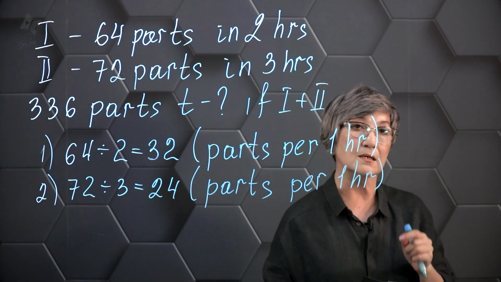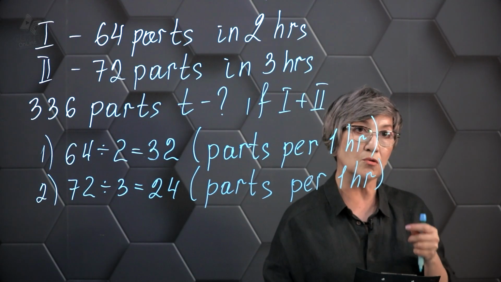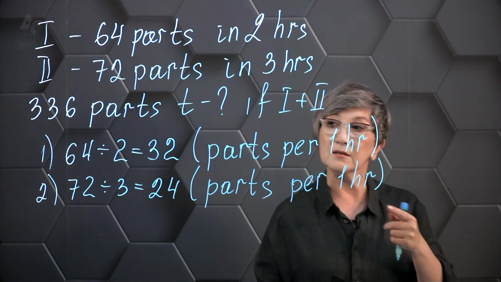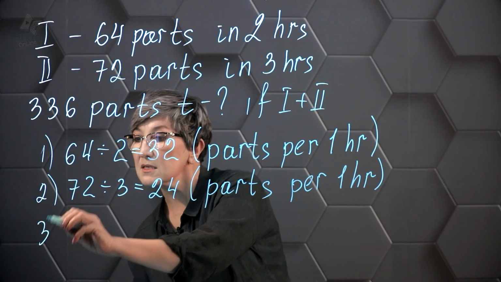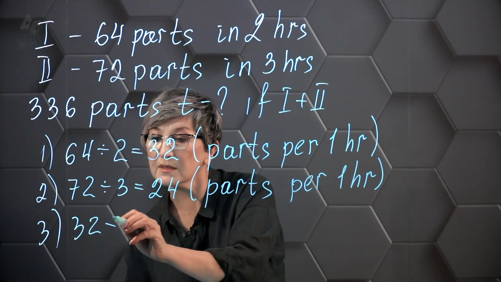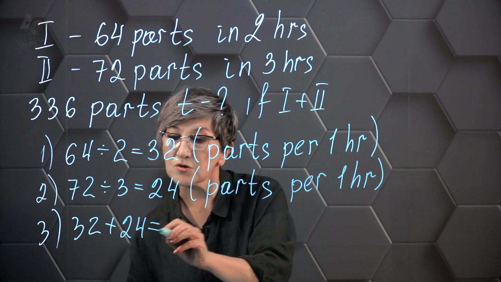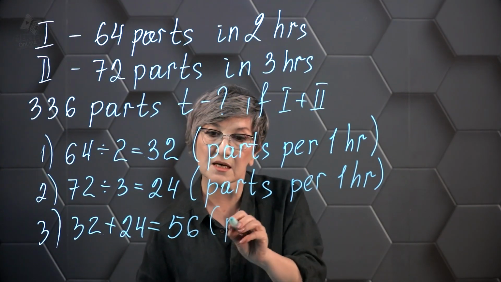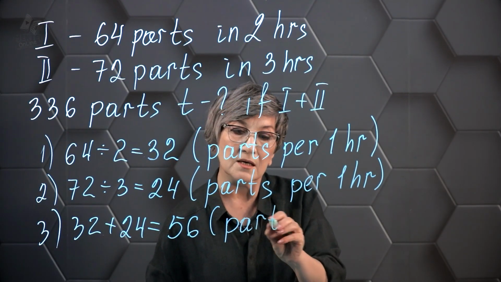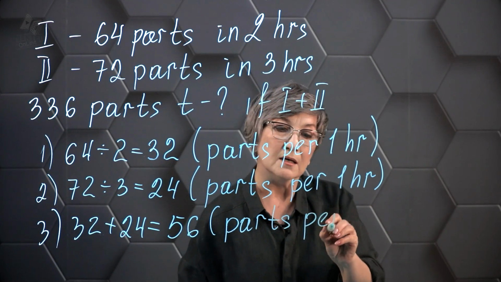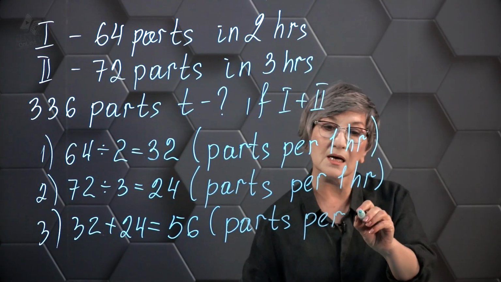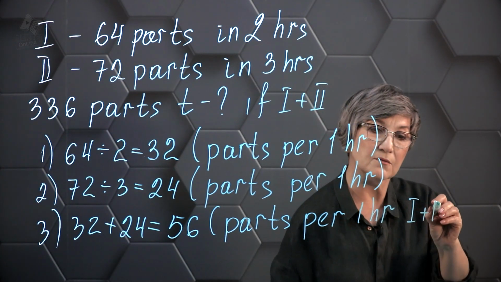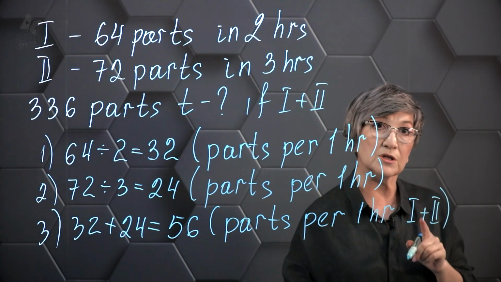How many parts do the groups make if they work together? Of course, that would require adding 32 and 24, and the result is 56. 56 pieces is what the 2 groups make in 1 hour. I'll write: the first and second groups working together.